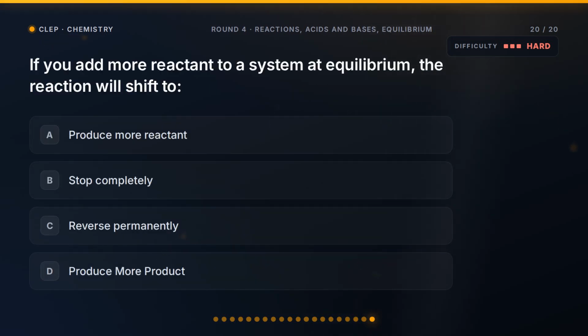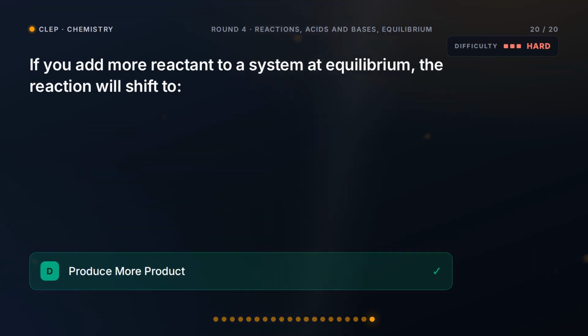Question 20. If you add more reactant to a system at equilibrium, the reaction will shift to A. Produce more reactant. B. Stop completely. C. Stop permanently. D. Produce more product. The answer is D. Produce more product.